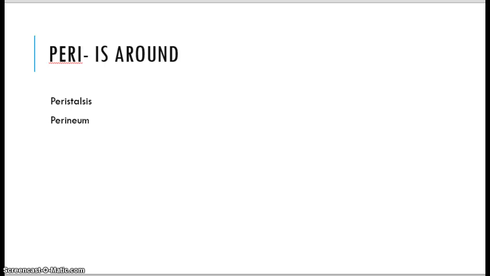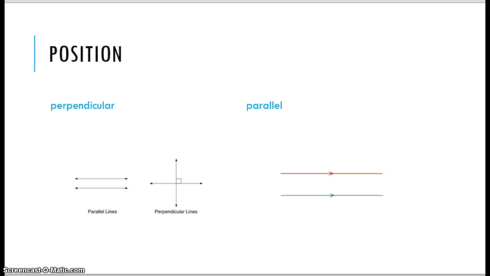Peri is around, so when we have perineum or perineal cares, it's around that perineum area. Peristalsis is the movement of the bowel, and it's all around that bowel, so it's the muscle, both longitudinal and circular, that are causing that fecal matter to move through the GI, colon, and small intestine tract. When we have position, we have perpendicular and parallel. And so perpendicular is up and down, and parallel is side to side.